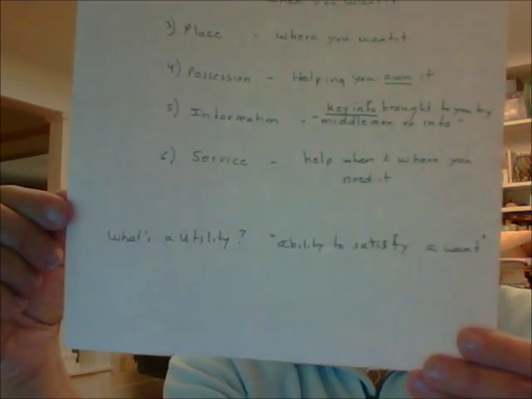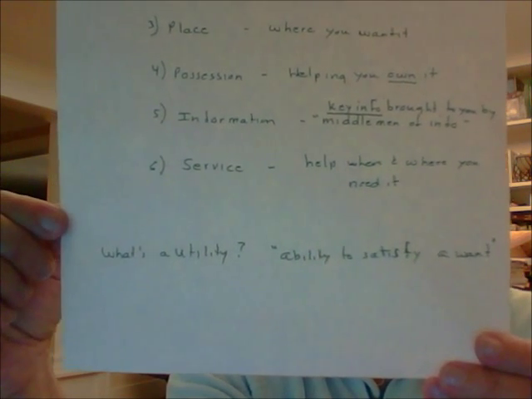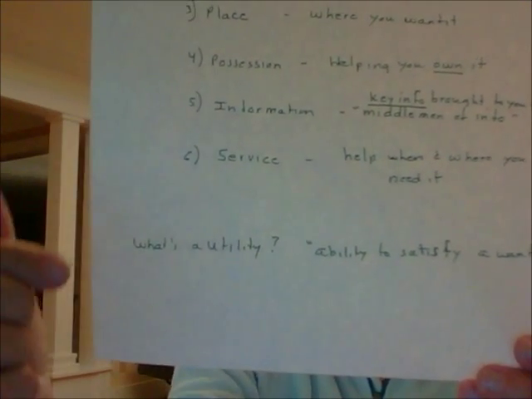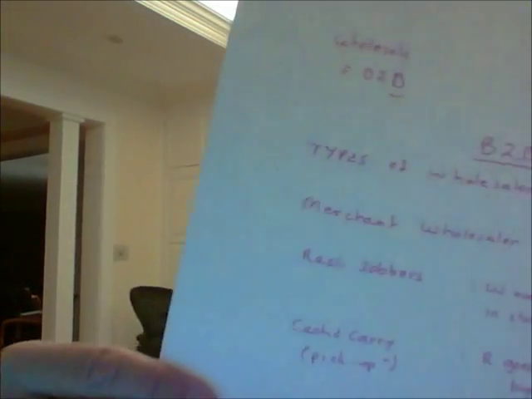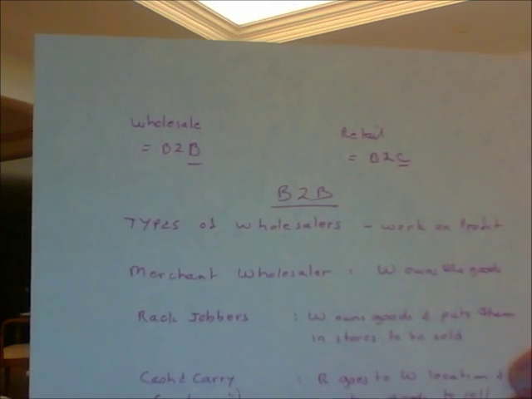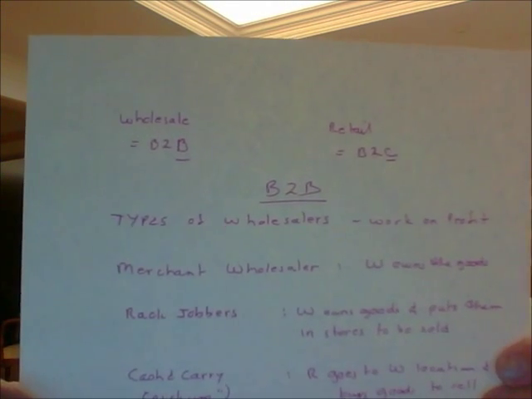What's utility? Good question. And that's the ability to satisfy a want. So these are all designed to satisfy a want. Good enough. Now we're going to talk about wholesale versus retail. We've already been down this road. You guys know B2B, that's wholesale, and B2C is called retail.